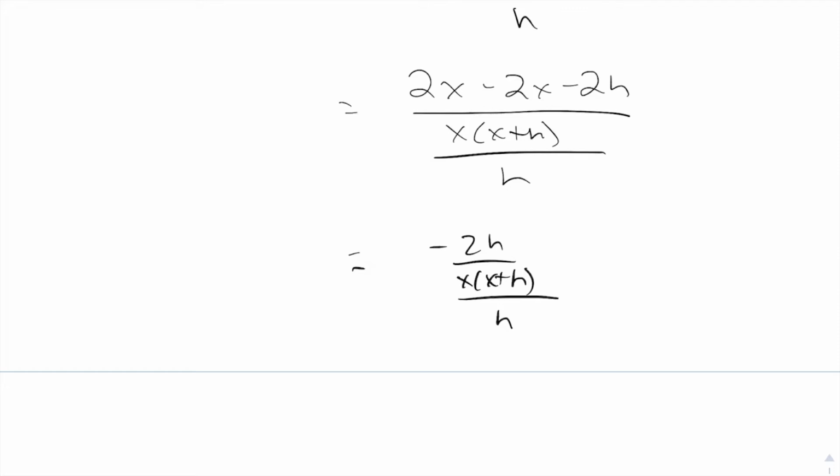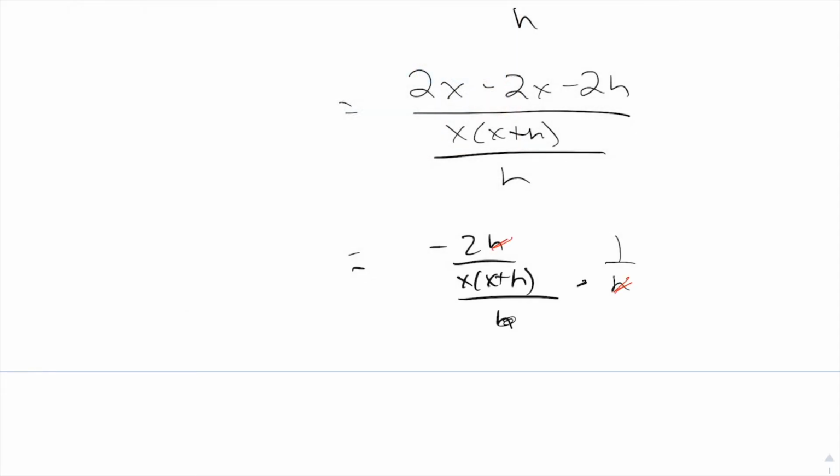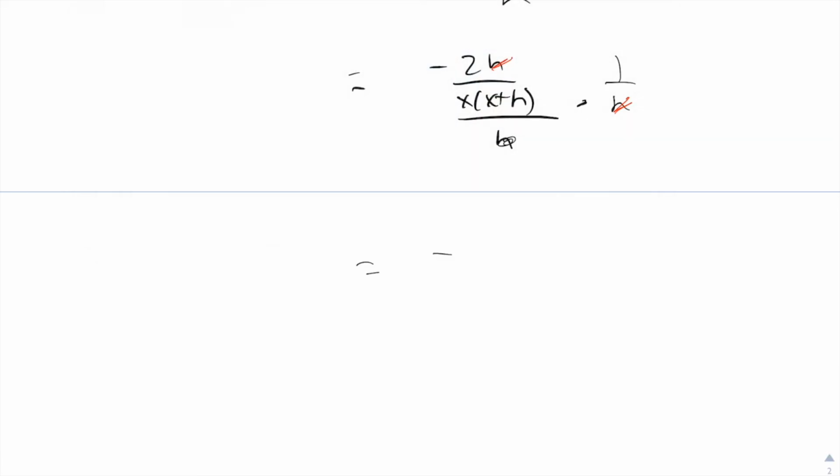And now when we want to simplify this, right, all we'll have to do is forget about that h, multiply by its reciprocal. And I can see that these h's right here, this h and this h will cancel, and all I'll be left with is negative 2 all over x times x plus h. Right? That is going to be my final answer.